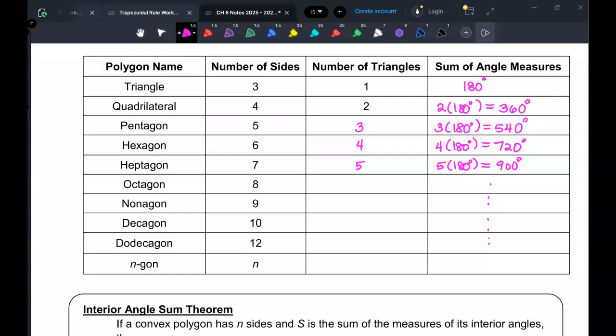No, not n over 3. Let's look at the pattern. If we had 3 sides, we had 1 triangle. If there are 4 sides, 2 triangles. 5 sides, 3. How many are we subtracting each time? n minus 2.